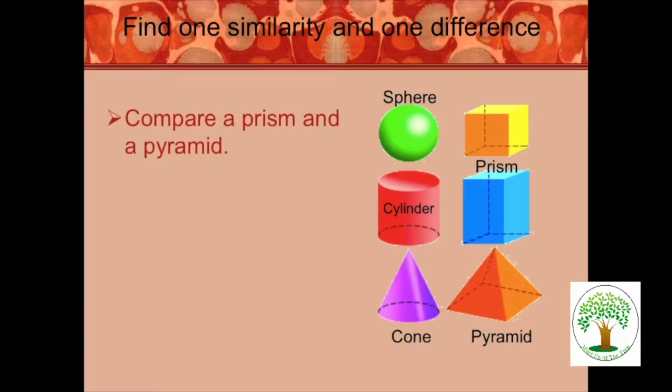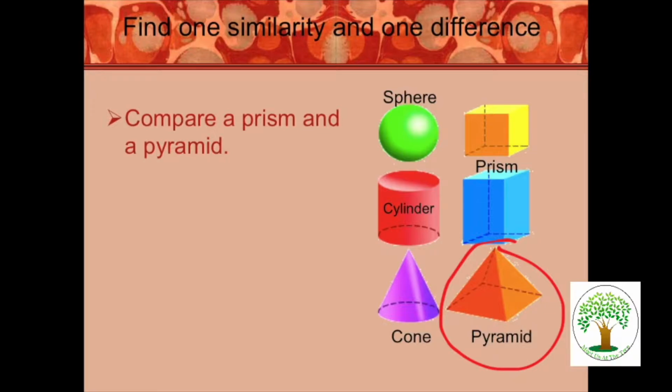So let's do some comparisons. How can we compare a prism and a pyramid? What does a prism have, or what does a pyramid have that the other one doesn't? Well, the pyramid has like one point at the top. Yes, that pyramid right there has one point that it all comes up to.